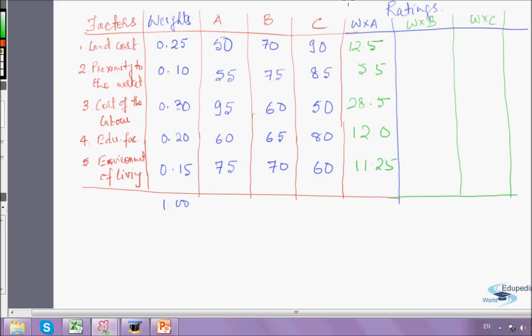Okay, so these are the products of the weight and the scores of the factors for the location A, the first location. Similarly, let's do it for the second location, and then after we do it for all three, we will sum it up. So for the second one, it is 70 multiplied by 0.25, and that is equal to 17.5. Next is 75 multiplied by 0.1, which is 7.5. Third is 60 multiplied by 0.3, which is 18. The fourth one is 65 multiplied by 0.2, which is 13.